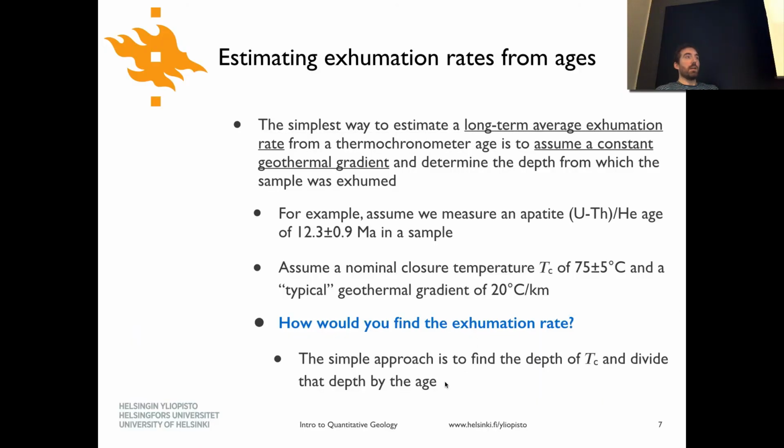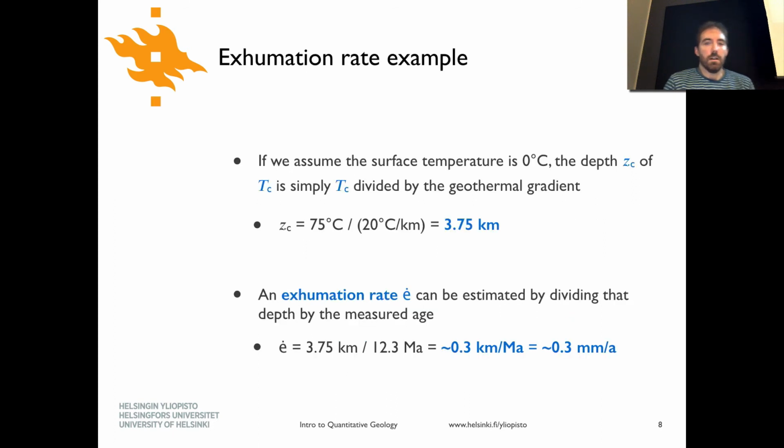The easiest way is you just take the depth. If you can calculate what the depth is, and you divide that by the age, that tells you, on average, how quickly this rock came to the surface. You don't have any information about whether it may have rocketed up to 50 meters below the surface and then sat there for 10 million years. You don't know that. All you know is that, on average, it was at this depth, and now it's at the surface, and it took 12.3 million years to get there. So you can take the depth and divide that by the age, and that gives you an exhumation rate. That's pretty easy. I've already mentioned that the math is spelled out in more detail here.